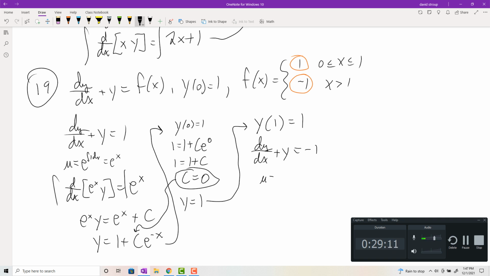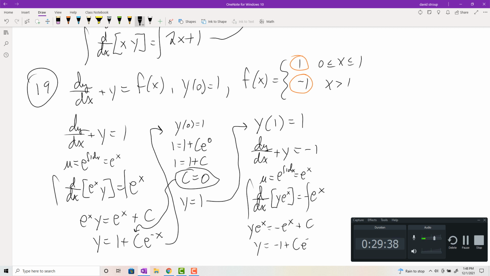And so our integrating factor this time, again, is the same thing, e to the integral of 1 dx, which is e to the x. Multiply through, collapse, you get the derivative with respect to x of y times e to the x equals negative e to the x. Integrate both sides, and you get y e to the x equals negative e to the x plus c. Divide by e to the x, you get y equals negative 1 plus c e to the negative x.